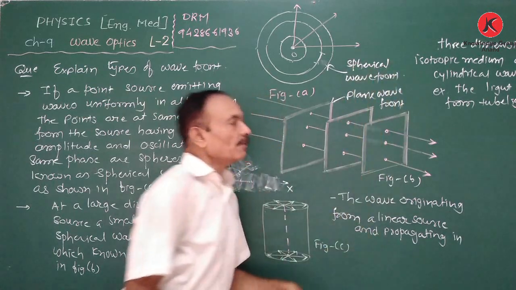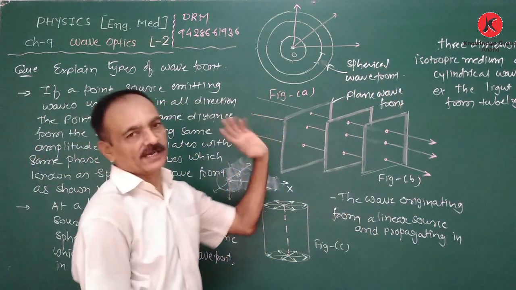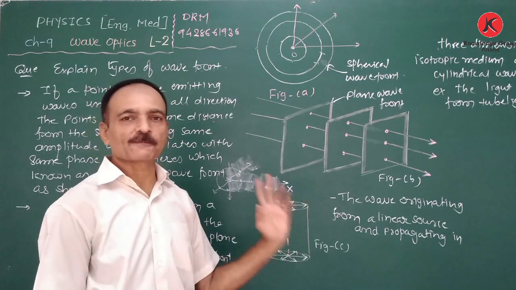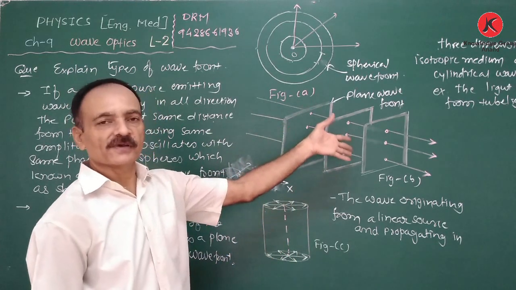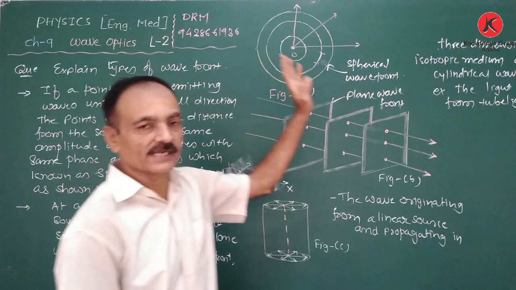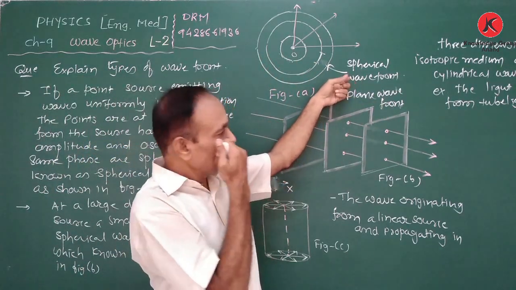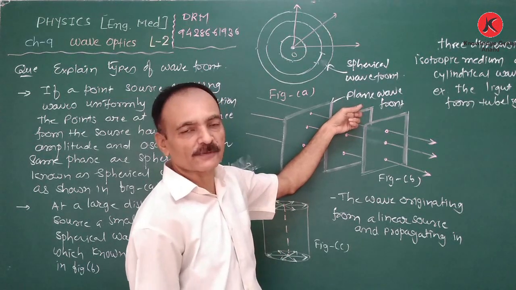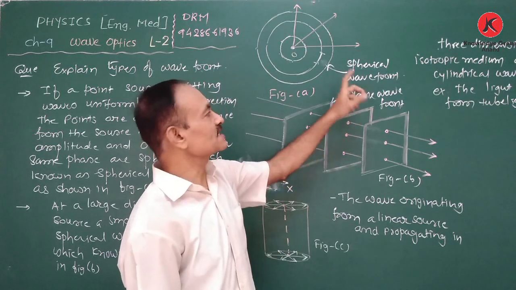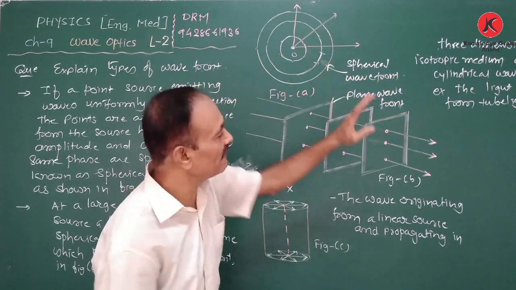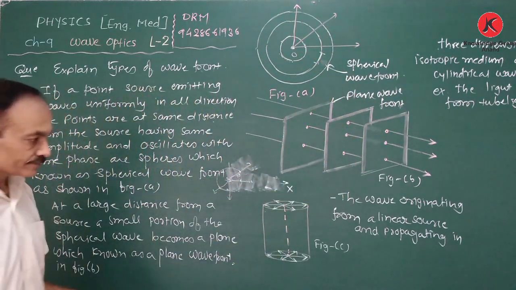Now, for the spherical and plane wavefront, the source is a point source. Actually, the plane wavefront is also a spherical wavefront, but here there is a very close distance from the source, and there is a very large distance from the source. The spherical wavefront at large distance becomes the plane wavefront, or behaves as a plane wave.